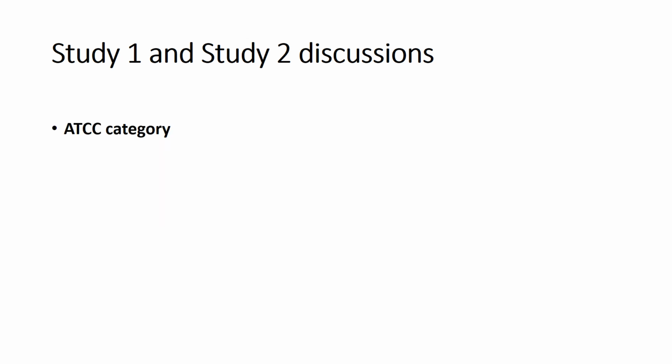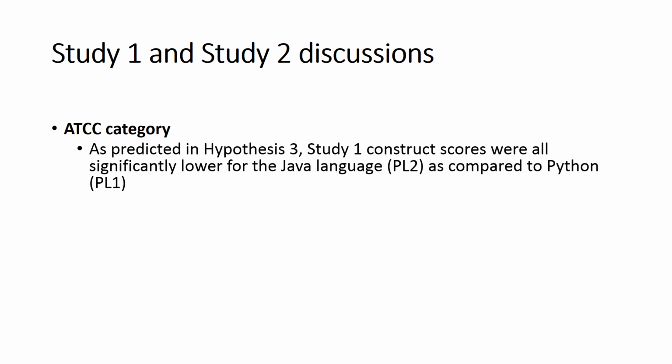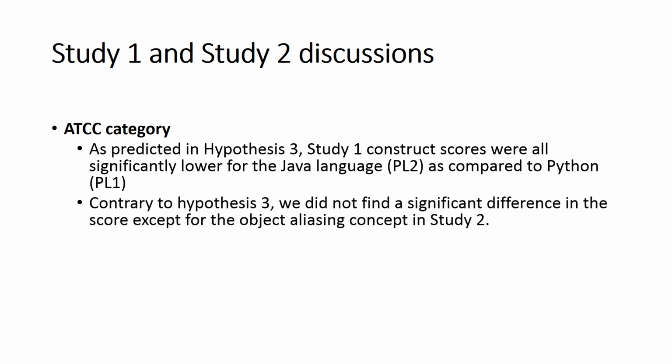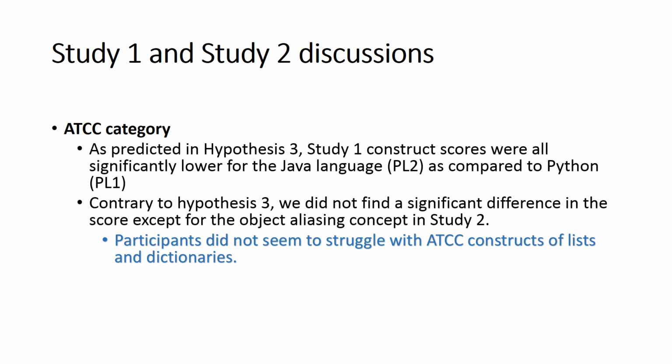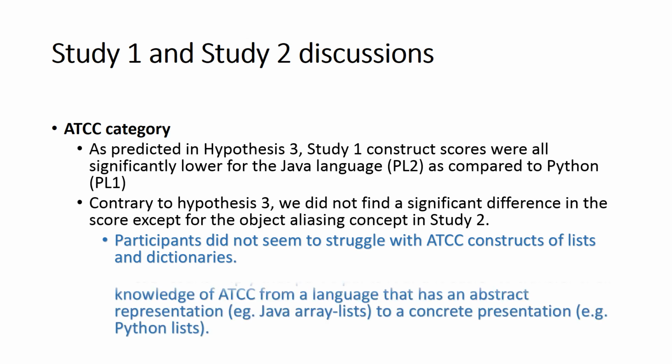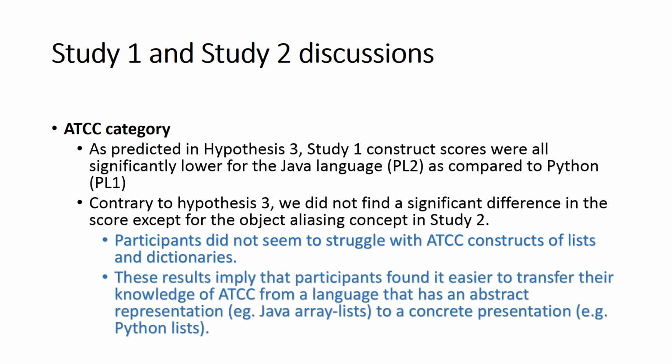For the abstract true carryover concept, as predicted in Hypothesis 3, Study 1 construct scores were all significantly lower for the Java language as compared to the Python language. Contrary to Hypothesis 3, we did not find a significant difference in the score except for the object aliasing concept in Study 2. Participants did not seem to struggle with the ATCC constructs in lists and dictionaries. These results imply that participants found it easier to transfer their knowledge of ATCC from a language that has an abstract representation like Java array lists to a concrete representation like Python lists.